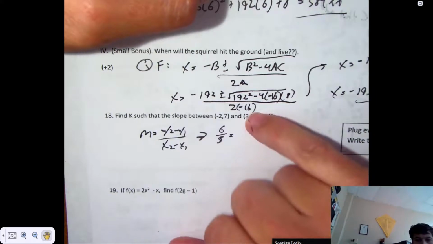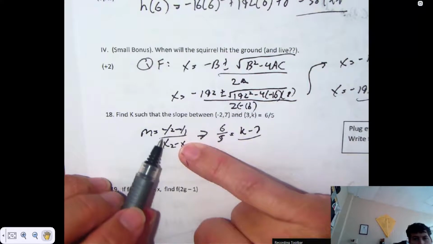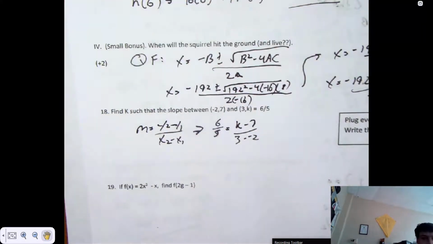But anyways, this k is a y value. So is 7. See, I'm just substituting into my formula. Nothing more. 3 minus negative 2. Now, this problem is actually kind of unique, but we're not going to talk about that. You can do a little bit of work here.